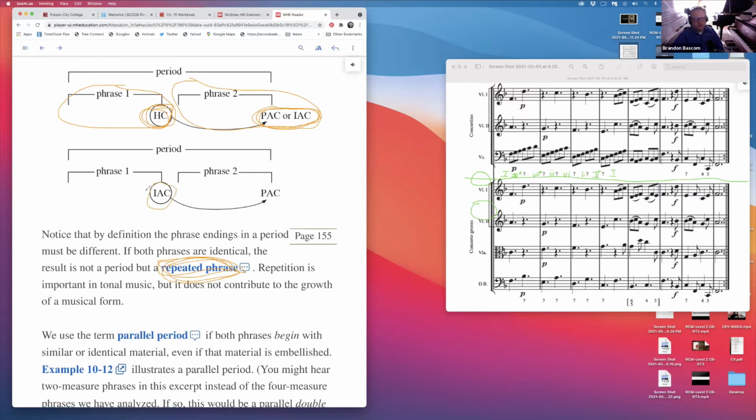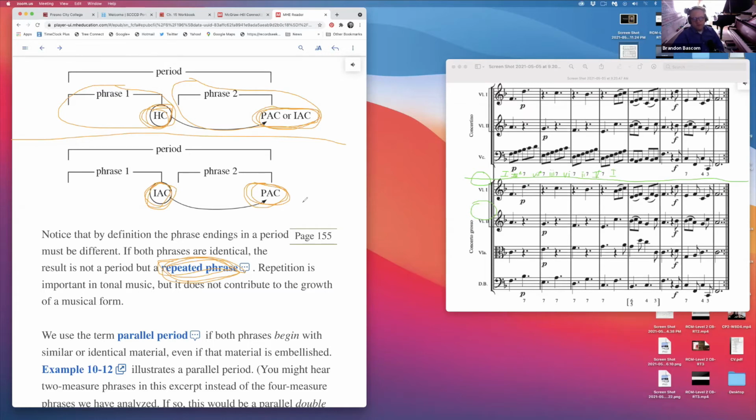The 2 most commonly found periods are in this diagram that I'm circling on your screen. Half cadence going to PAC or IAC, or IAC going to PAC. Half cadence going to perfect authentic cadence or imperfect authentic cadence, or an imperfect authentic cadence going to a perfect authentic cadence. Are you with me? That's what makes up a period.